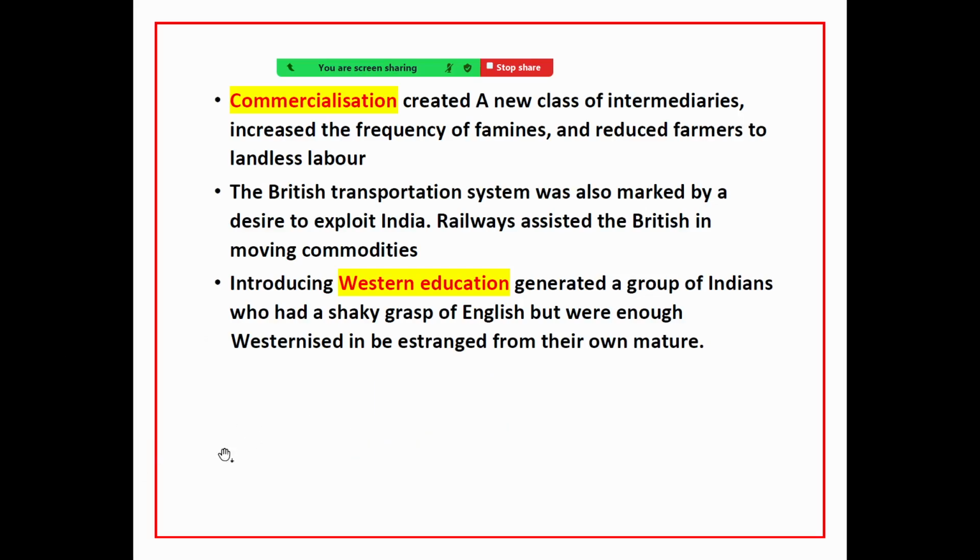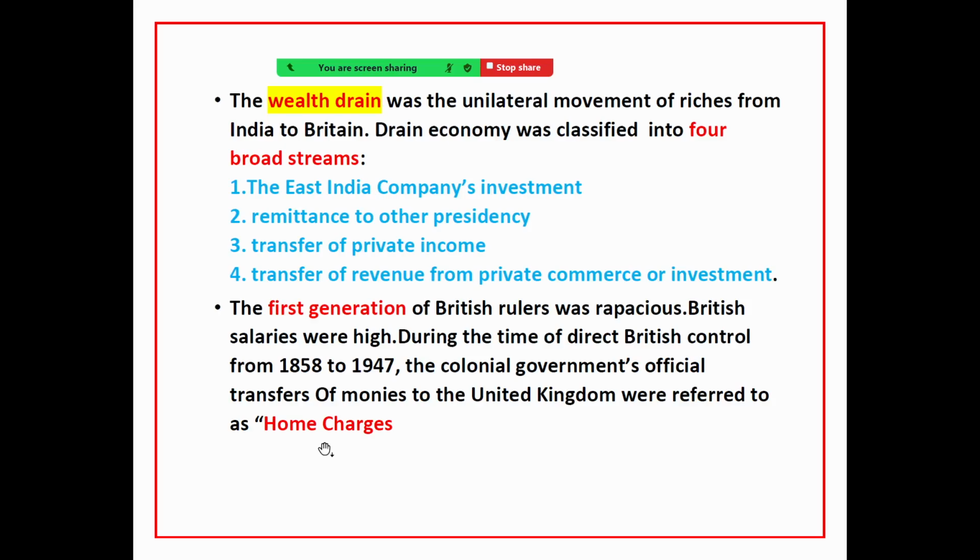Company profit. The first point is regarding the company profit. The British East India Company sent most of its profit back to Britain. The British officials sent their savings back home. British businesses in India sent their profit back to Britain, and government taxes. These were the major sources of income from this particular scheme.